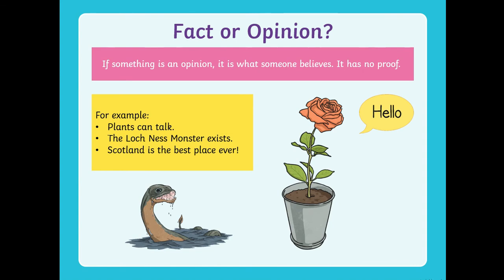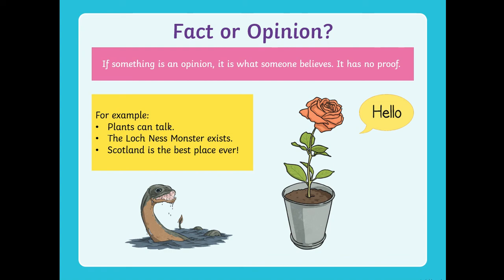Okay, now opinions are what someone believes. Now, for an opinion, there is no evidence. There is no proof of what somebody says. Now, a person may have an opinion and provide some evidence to say why they believe in that particular thing, but somebody else could always argue against it. So, for example, plants can talk. Well, some people talk to plants, and they might argue that they talk back to them, but there's no proof, there's no evidence. It is a belief.